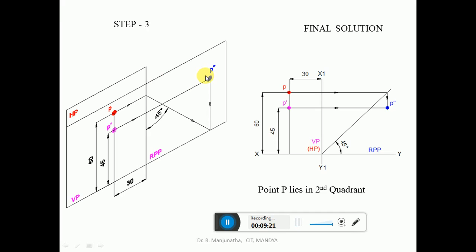Now how to solve this? This is the analysis of the projections of points in the second quadrant by considering 3 dimensions and on those planes that have been rotated.